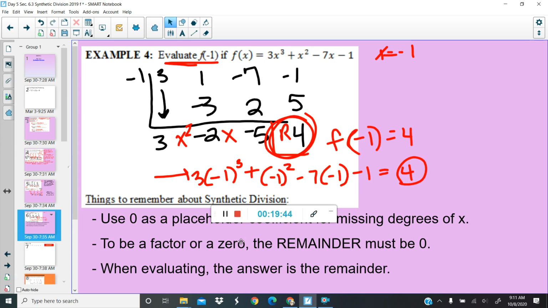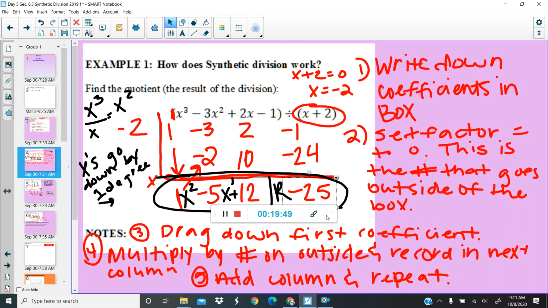You are going to use that specific process every single time that I have detailed on this slide, where you have to write down the coefficients, set the factor equal to 0, and put that number on the outside of the box, drag down the coefficient, and then multiply by the number on the outside, and record the number in the next column, and add. And so I know that was a quick way of going over all of that, but that's going to be the same steps that you use every time that you're trying to do synthetic division. So try practicing some of these and see if you can get it on your own, and then we will discuss more in class as well.